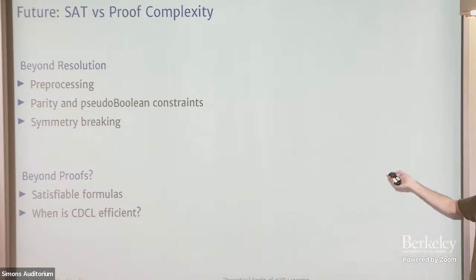Or the question, when is CDCL efficient? Proof complexity will be able to tell you some reasons for when CDCL is efficient. If there's a short proof, then maybe it can be found. But the fact that there exists a proof, we've seen that doesn't mean that CDCL can find it. So then what are the properties of formulas for which CDCL can run efficiently on them?